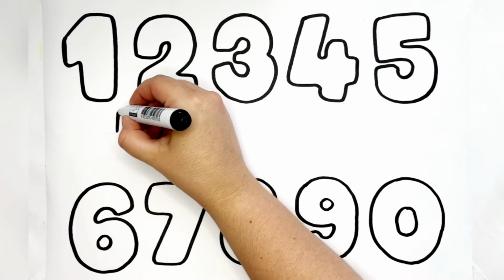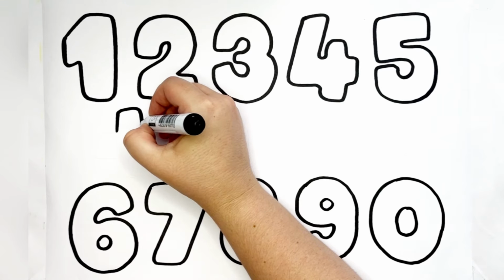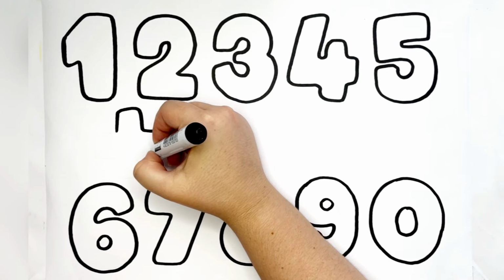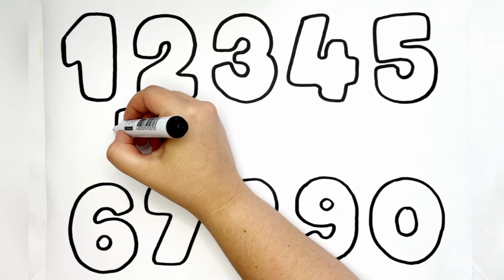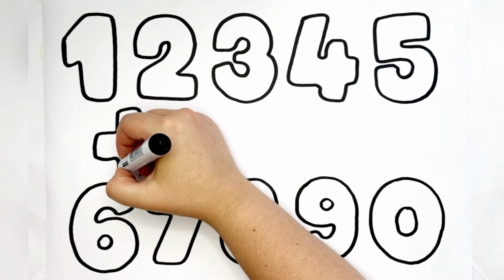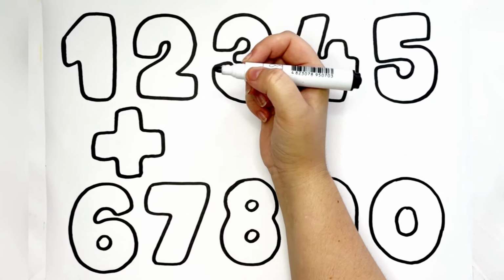Math symbol plus. A, B, C, D, E, F, G, H, I, J, K, L, M, N, O, P, Q, R, S, T, U, V, W, X, Y, and Z.